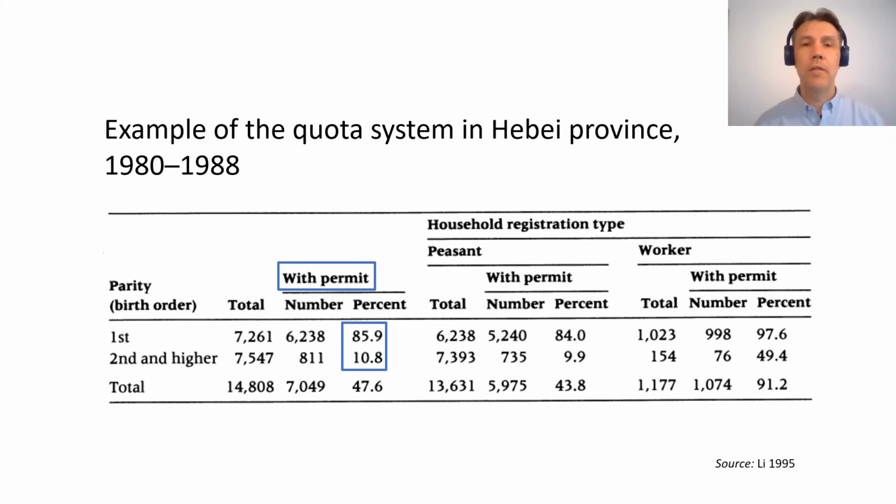There are important differences between the first and second child. When it comes to the first child, almost 9 out of 10 were born with a birth permit. When it comes to the second child, only 1 out of 10 was born with a birth permit.